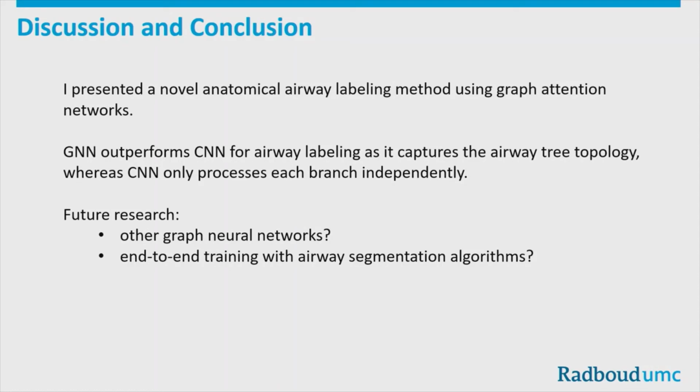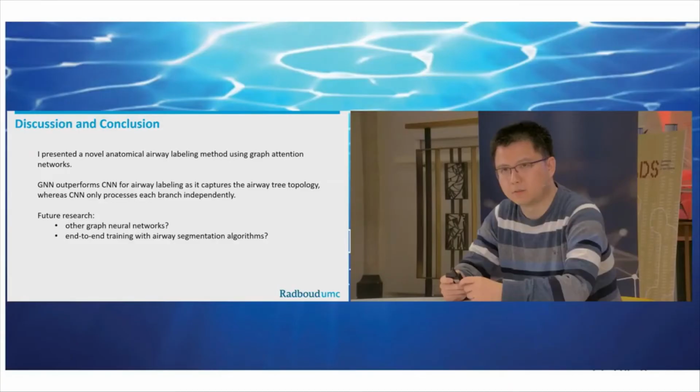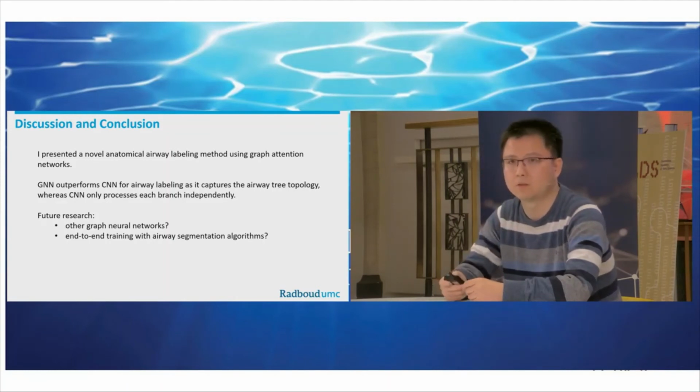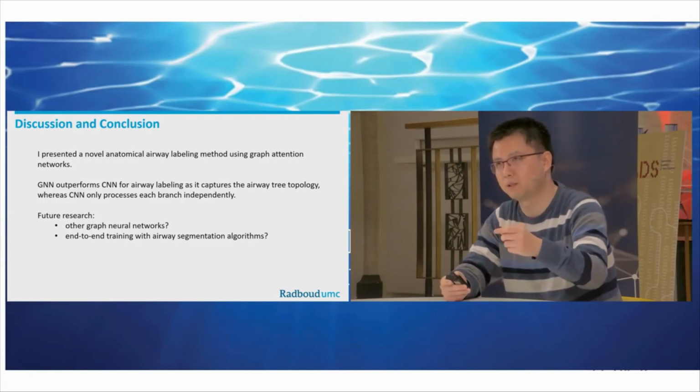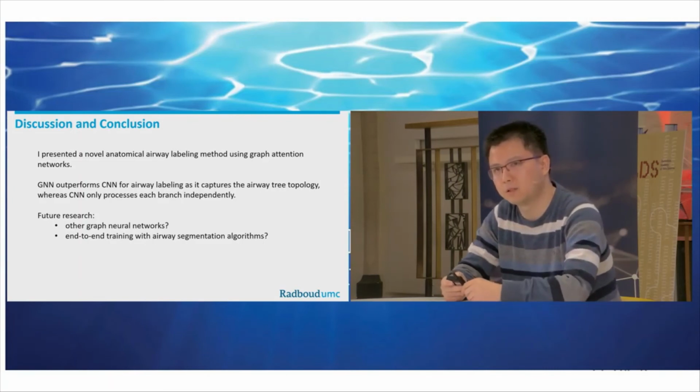We conclude that today I showed a novel anatomical airway labeling method using graph attention networks, and our method actually outperforms the traditional convolutional network approach in airway labeling, because it captures the local airway tree structural relationships, whereas the CNN only processes each branch independently. And for future research, we want to try more graph neural network structures, because last year there were some works trying very deep graph networks. If you're interested, there's a paper called 1000 graph neural network layers, published in ICML, yes, I remember.